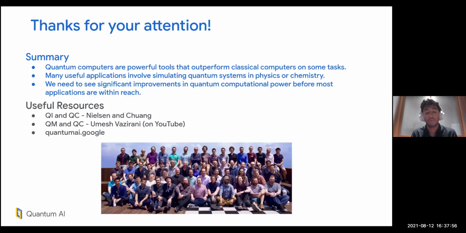So the summary: quantum computers are powerful tools that outperform classical computers on many tasks. And a lot of these applications involve simulation of chemical systems and quantum systems. At least the applications that excite me as a physicist are ones where I can answer physics problems. An example of an exciting one that a lot of us in the field are excited about is nitrogen fixing.